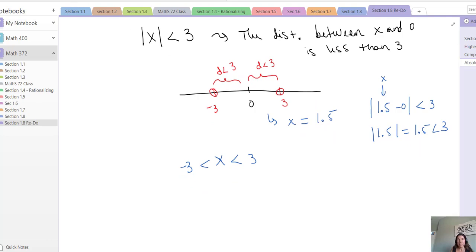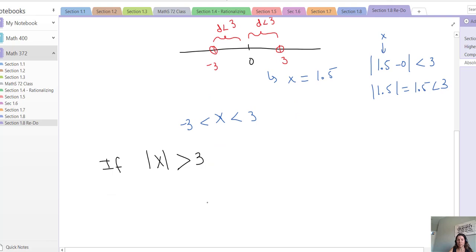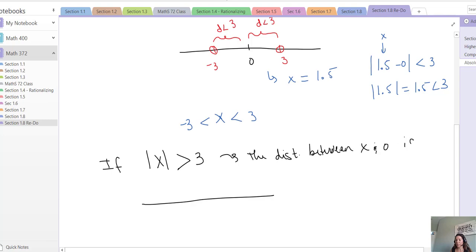What if I wanted to solve the absolute value of x is greater than 3? So how does the solution change? Let's go back to the number line. The absolute value of x greater than 3 means the distance between x and 0 is larger than 3. So I'm going to put 0 here.